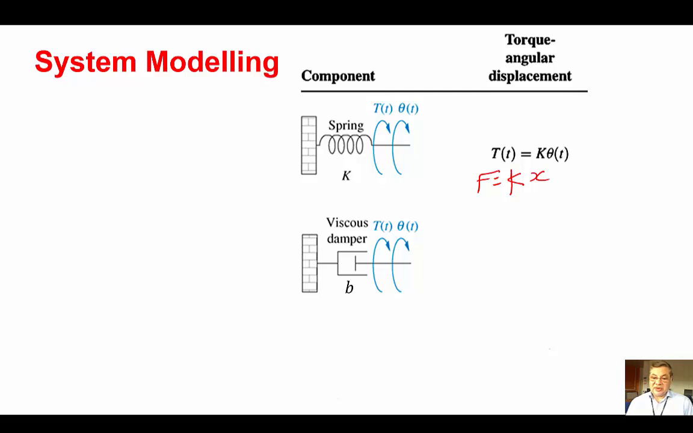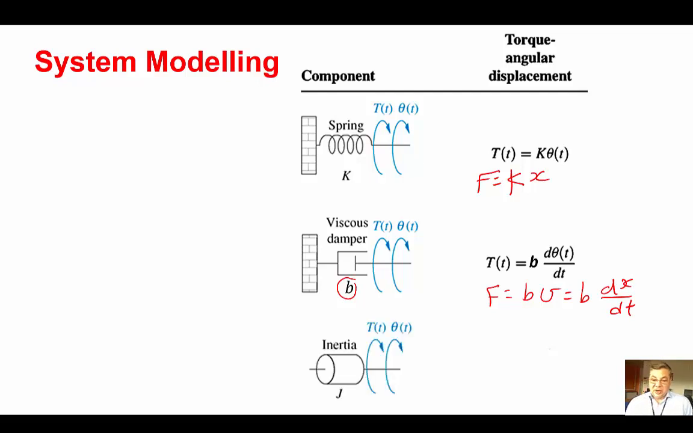The second element is the viscous damping. If the damping coefficient is B, the torque produced due to the viscous damping is proportional to the rate of change of angular position. In a linear system, it will be F equals B multiplied by V, that's B dx by dt. The third element is the effect of the inertia. Newton's law here gives the torque as J d2 theta by dt squared. This is similar to force equals mass multiplied by acceleration, where the acceleration is the second derivative of the displacement with respect to time.